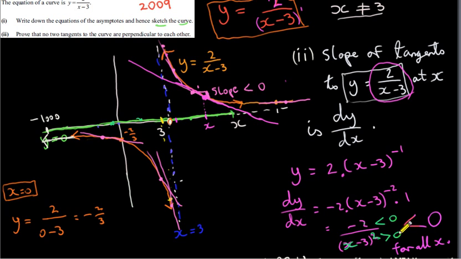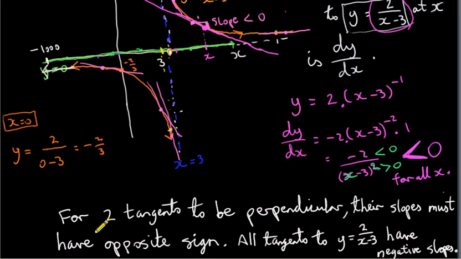So that proves, as a more mathematical proof, that the slopes of the tangents to this curve are always negative for all values of x. That means that no two tangents can be perpendicular, because for two tangents to be perpendicular, one tangent has to have negative slope and the other tangent has to have positive slope, and that's not happening. Just to reiterate, for two tangents to be perpendicular, their slopes must have opposite sign. All tangents to y equals 2 over x minus 3 have negative slopes.